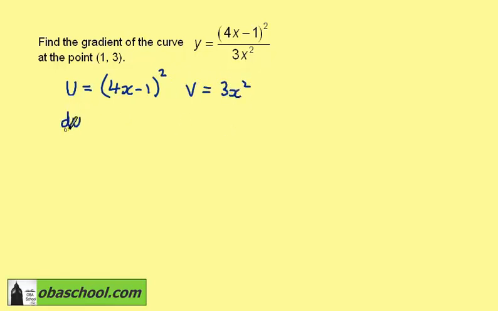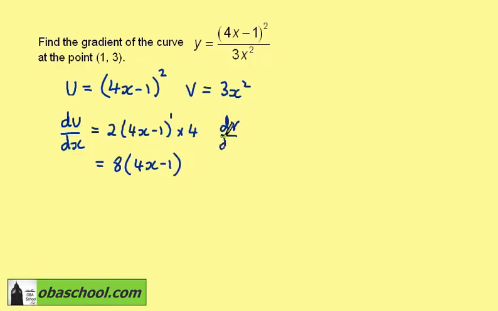To find du/dx, we use the chain rule: differentiate the bracket, and multiply by the differential of the contents of the bracket. So we have 8 times (4x minus 1). dv/dx will be 6x.